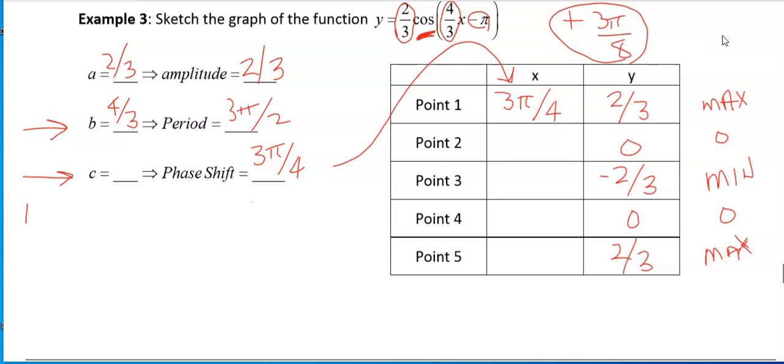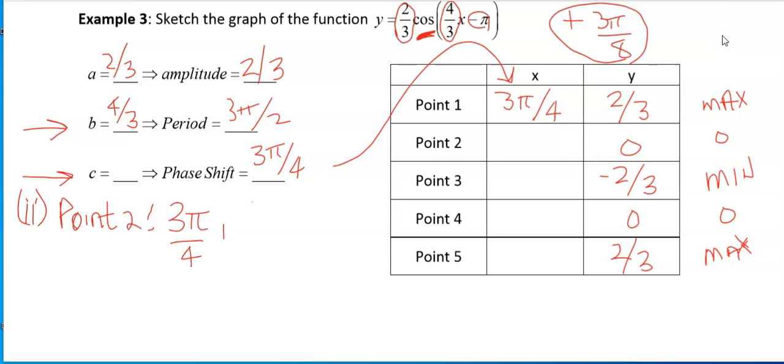So let me see. Here's point number 2. My x value number 2, I should say. So point 2, I already know what the y value is, you see. So we're starting at 3 pi over 4, and I'm adding on 3 pi over 8. Now, like I say, you can do that with a calculator, or you can get a common denominator. Common denominator there would be 8. So the first term would become 6 pi over 8 plus 3 pi over 8. And I'm pretty sure that's 9 pi over 8.